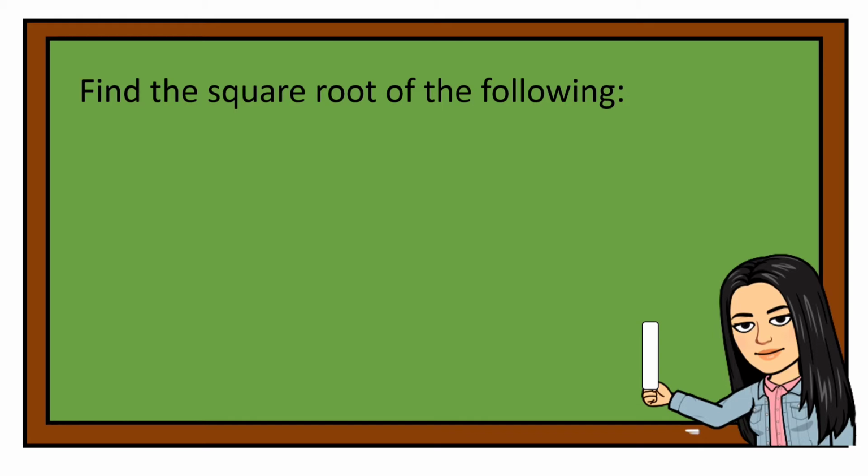Okay, so let us have a short review. Find the square root of the following. 1. What is the square root of 25? If we're going to get the square root of 25, that is equal to 5, since 5 times 5 is equal to 25. The square root of 81. So, what number multiplied by itself is equal to 81? That is 9 times 9. So, the square root of 81 is equal to 9.